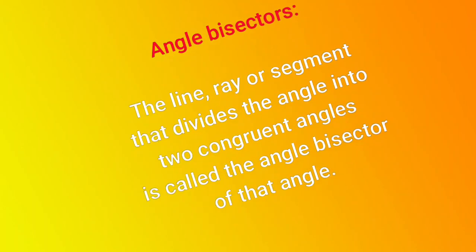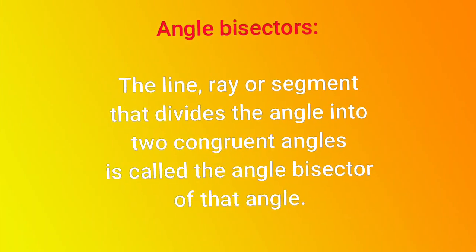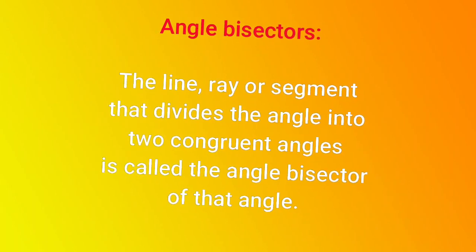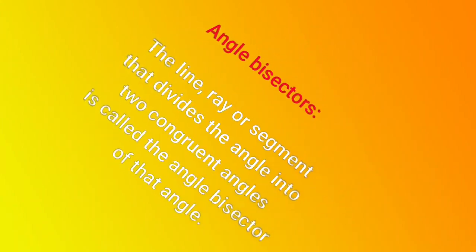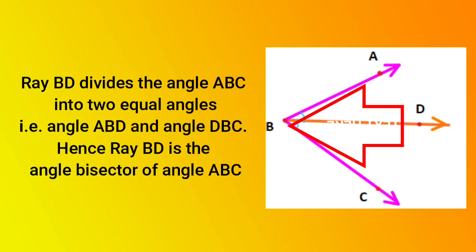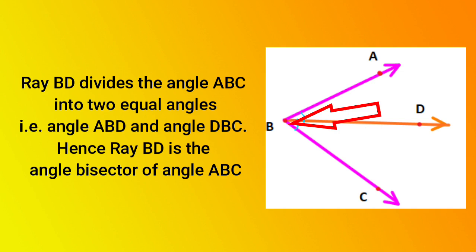Angle bisectors. The line, ray or segment that divides the angle into two congruent angles is called the angle bisector of that angle. Look at the figure alongside. Ray BD divides the angle ABC into two equal angles, that is angle ABD and angle DBC. Hence, ray BD is the angle bisector of angle ABC.